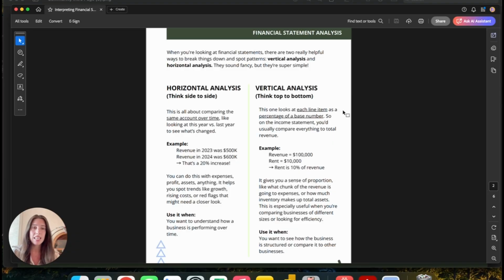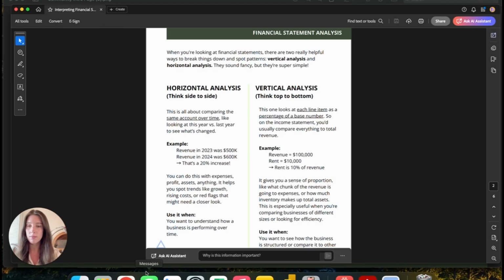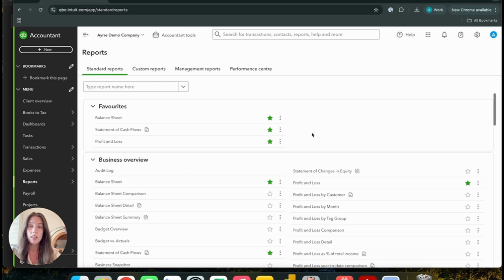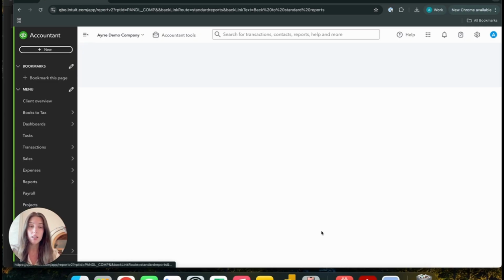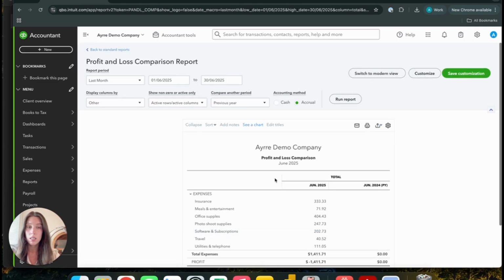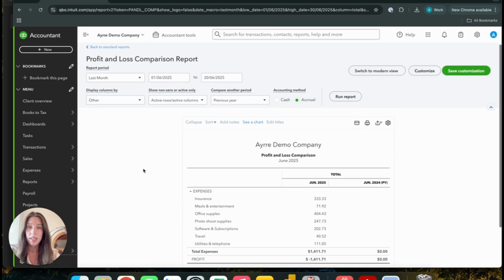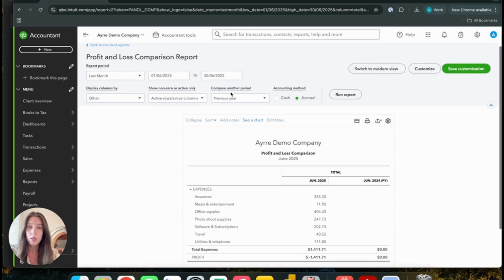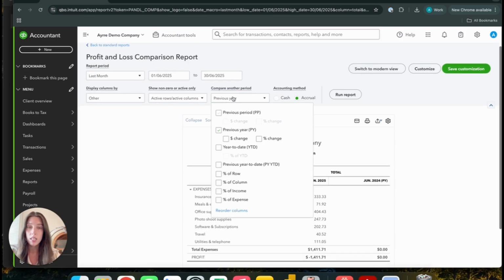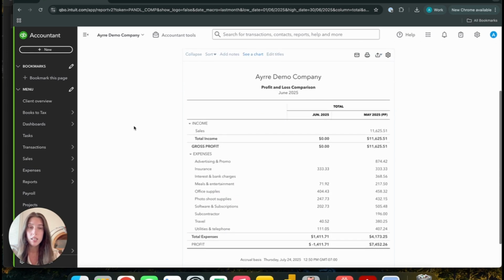So just to see how we would actually do this in our day-to-day bookkeeping, I'm going to go into QuickBooks and let's take a look at the profit and loss. Now for a horizontal analysis, I'm going to go down here to profit and loss comparison. By default, it's comparing to the previous year, but if I want, I can do previous period, and you can see that it's now comparing June 2025 to May 2025.